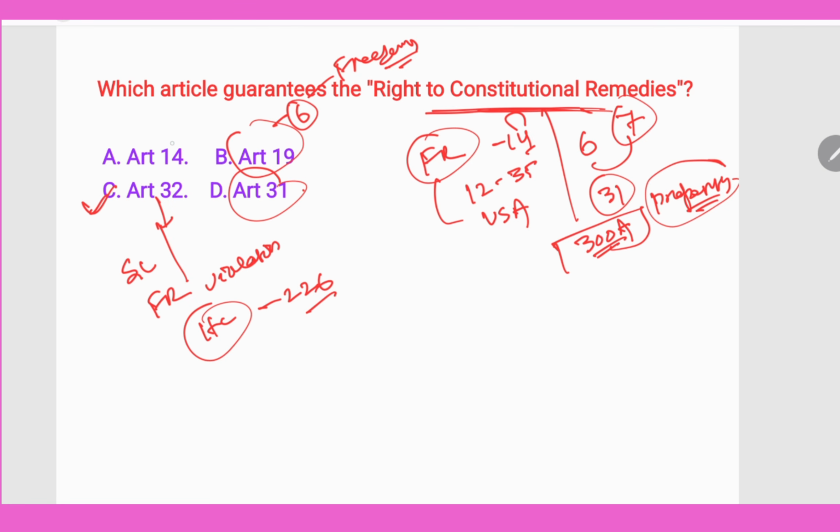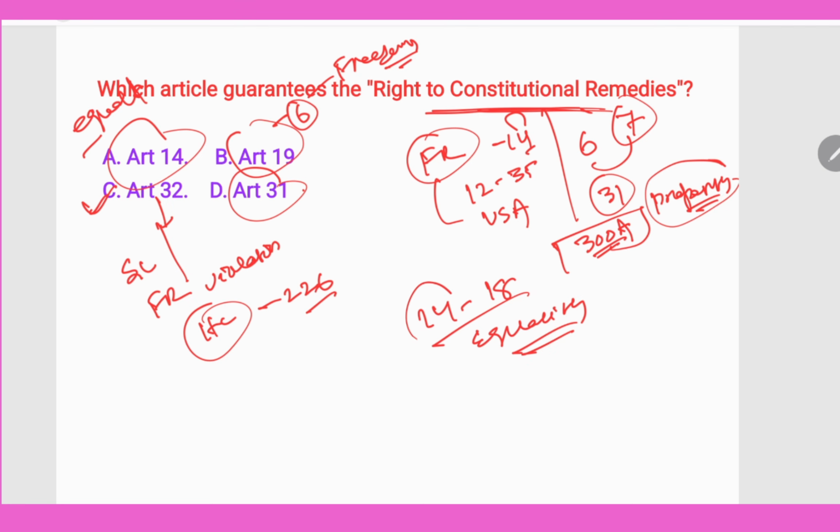Okay, and article 14 says about equality before law and equal protection of law. Equality before law was borrowed from UK and equal protection of law was borrowed from USA. Remember, equality before law and equal protection of law. Okay, 14 to 18 says about equality. 14 is equality before law, 15 is no discrimination, 16 is equal opportunity for public employment, 17 is untouchability, 18 is abolition of titles. Remember this point.